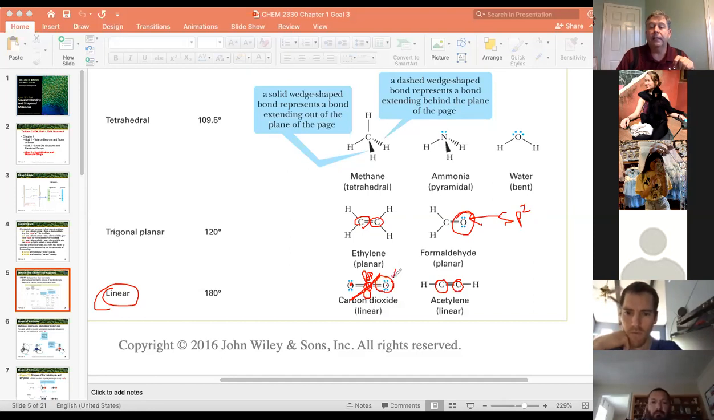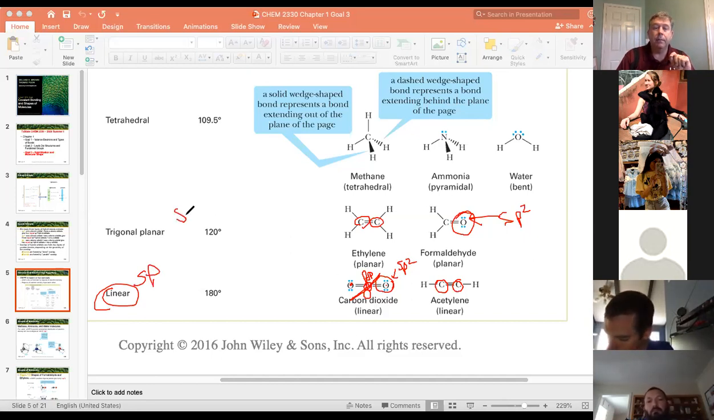This oxygen is still sp2 hybridized because it still has the 1 p that overlaps with the carbon on one side and the 1 p that overlaps with the carbon on the other side to give us our linear shape. So the carbon itself is sp hybridized, but the oxygen is sp2 hybridized. And of course, all of the tetrahedrals are sp3 hybridized.